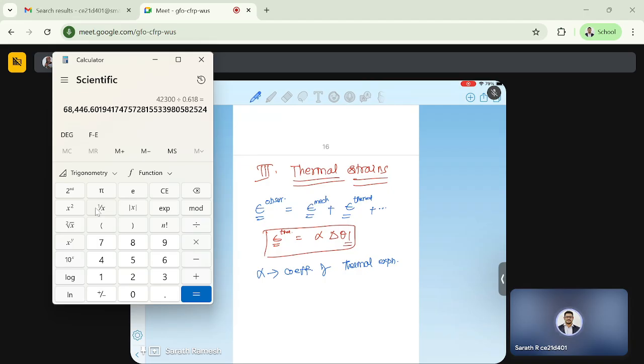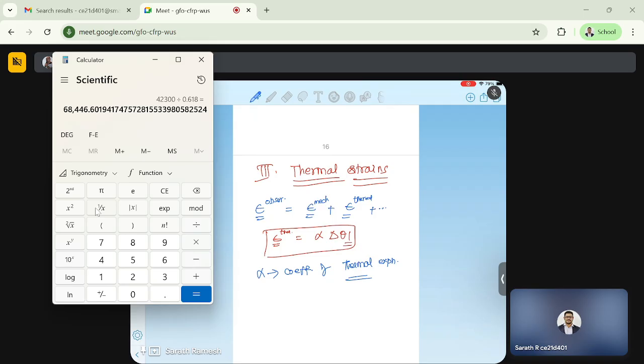This is important because, in fact, one of the reasons for choosing steel and concrete in a reinforced concrete structure is this alpha. If the alpha value of two materials is closer, in the case of rise in temperature, both are going to expand uniformly or contract uniformly. If we have a huge variation in alpha, then what will happen? One will expand more, another will expand less. So that will cause a problem, right?